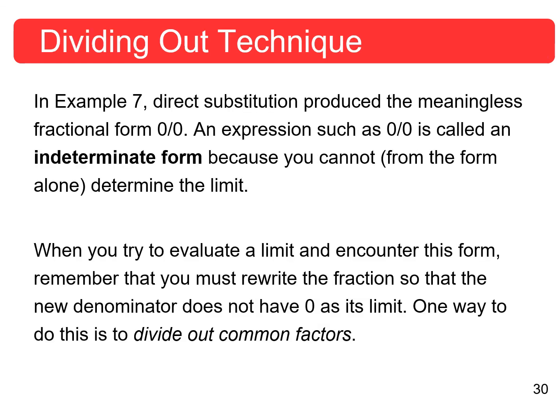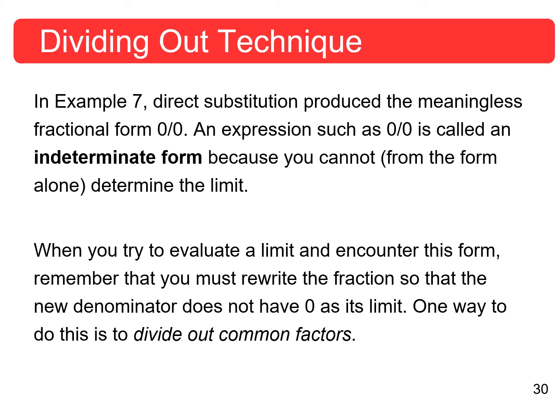So in the previous example, we have seen that if we use direct substitution, it would just produce a meaningless fraction of the form 0 over 0. Now, if you find an expression such as 0 over 0, that is called an indeterminate form.